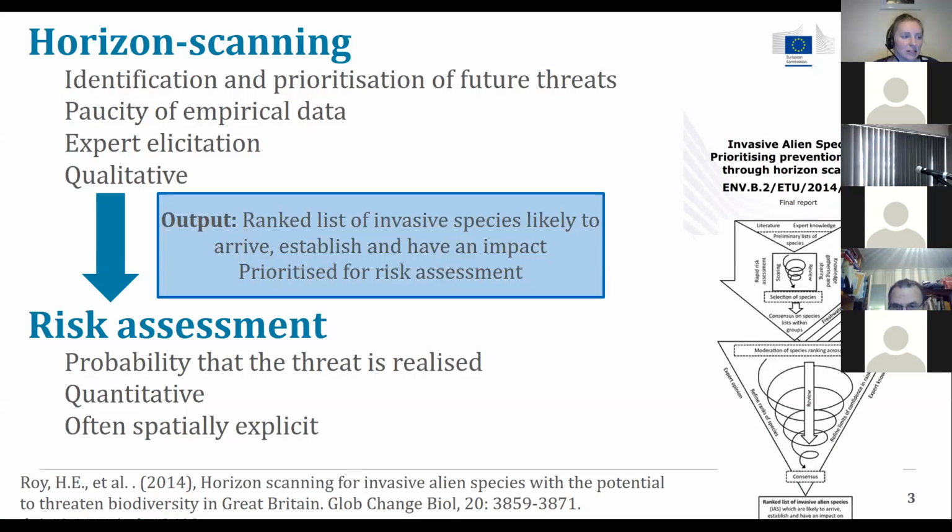So horizon scanning is a way of bringing together the limited information and using expert knowledge to try and interpret it. The aim is to arrive at a ranked list of species, highlighting those with the greatest potential for future impacts. This can then be used to prioritise which species to take forward for full pest risk assessment. And then at the risk assessment stage, we want things to become a bit more quantitative, and we want to know the probability that each of these threats will be realised. That might include things like spatially explicit risk maps or more mechanistic spread models that often form part of detailed pest risk assessments.